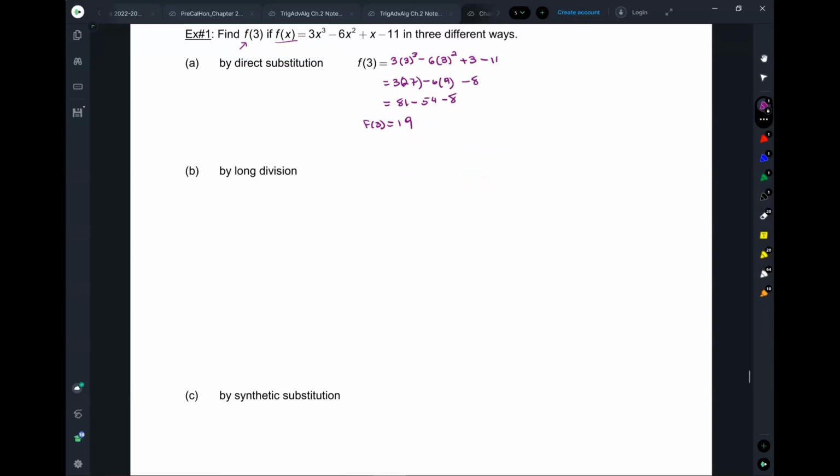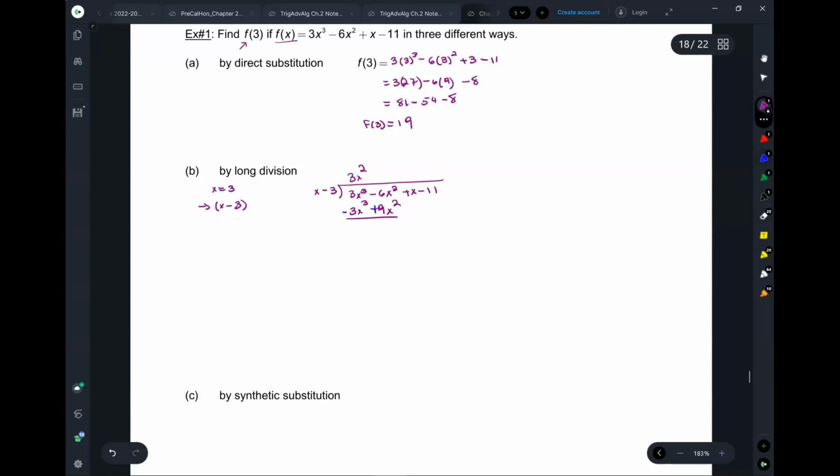So when we have f of 3, that means x equals 3, which means you can make that into the term x minus 3, and now that becomes the divisor for our long division. So let's do this by long division. There are no exponents missing, so we can just take it as is. All right, so now 3x cubed over x, that'll be 3x squared. Multiply, change the sign. 3x squared plus x. Divide, we get 3x.